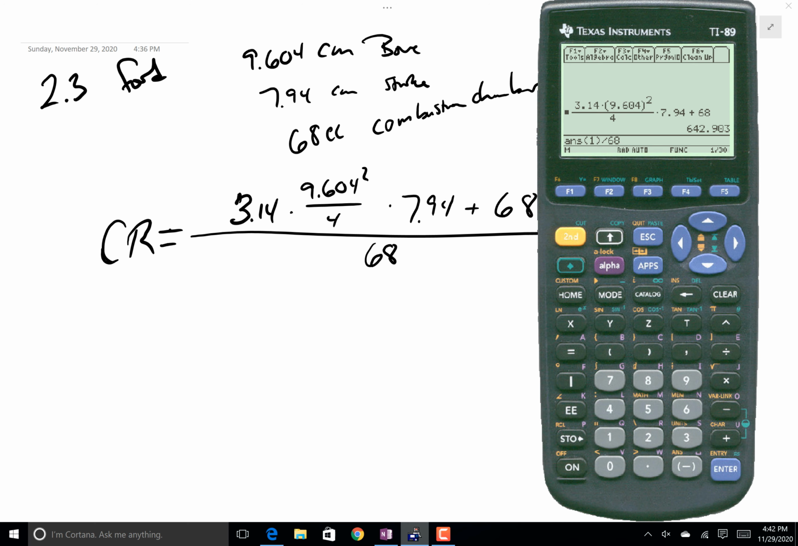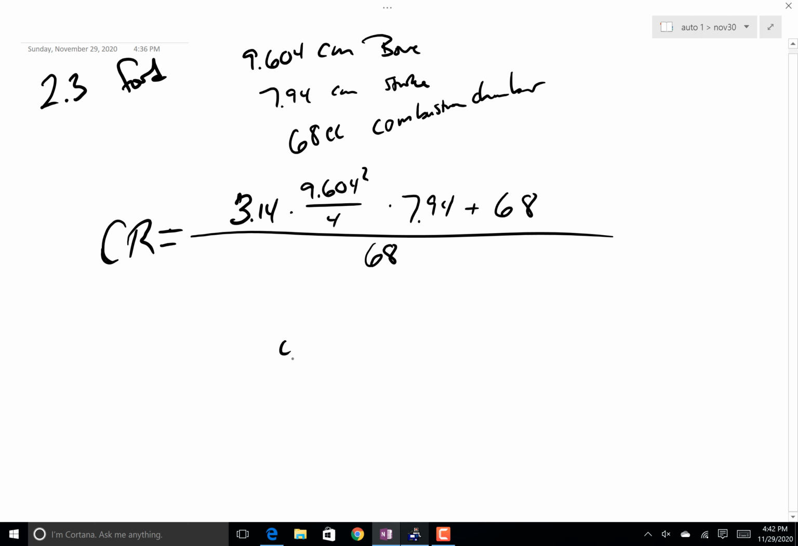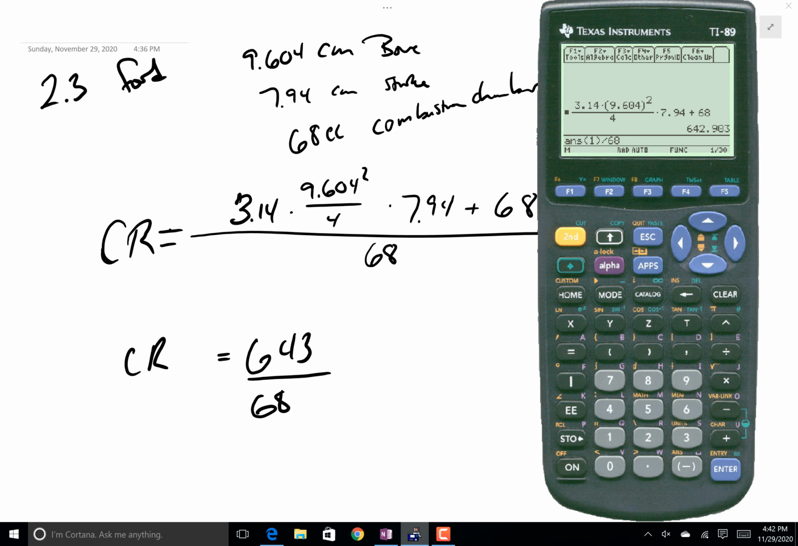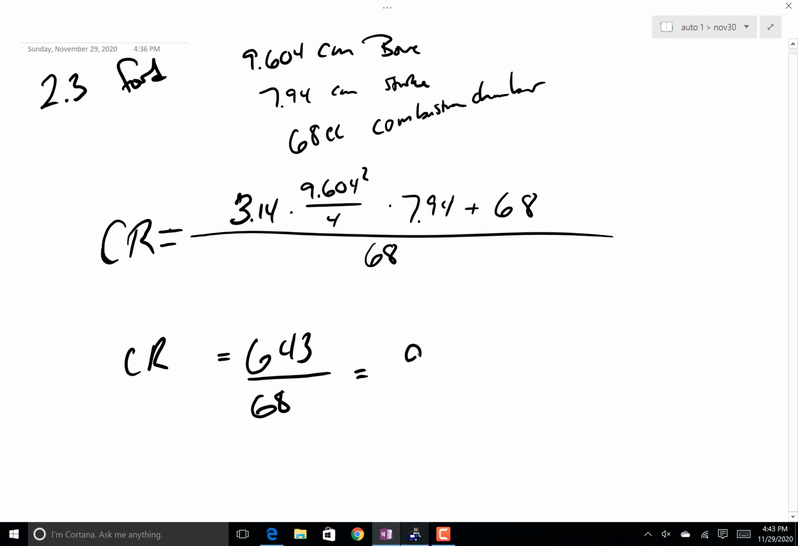Notice that the top is now going to be 643. And 68 is on the bottom. If it was 680, then it would be 10 times bigger than the bottom. That's right, it's not 10 times bigger. It's like 9 some odd times bigger. It's 9.45 times bigger. So what we say is this is a 9.45 to 1 compression ratio.